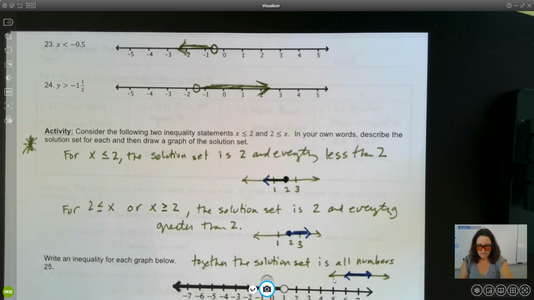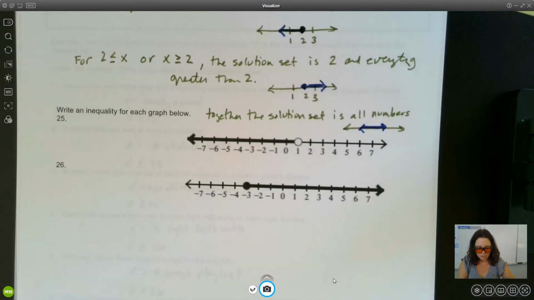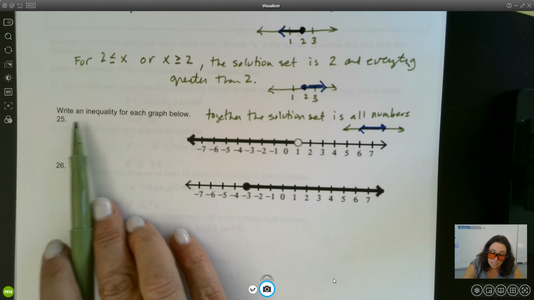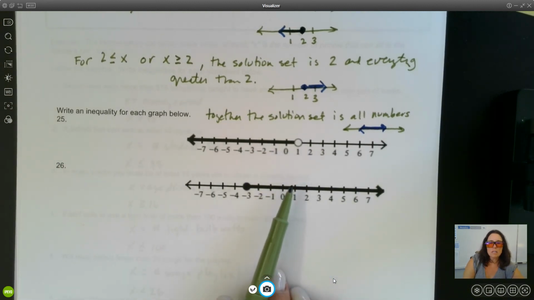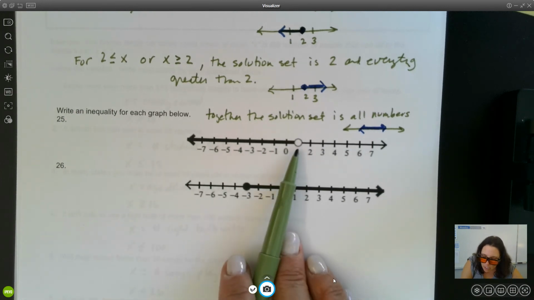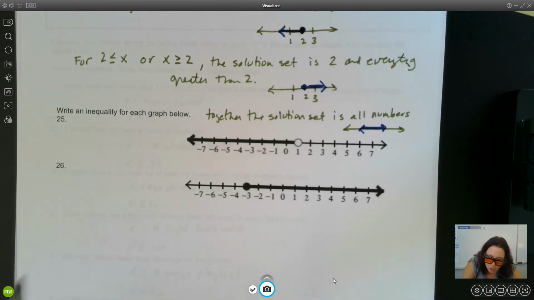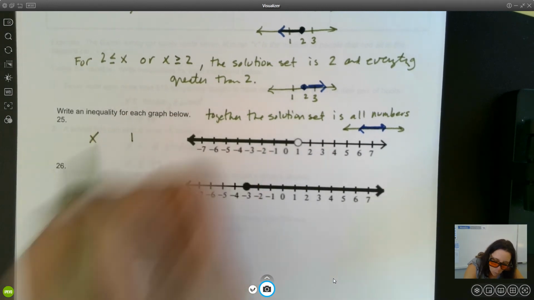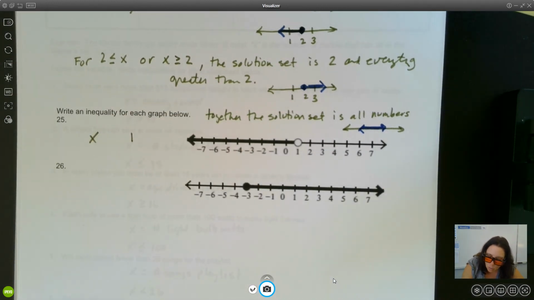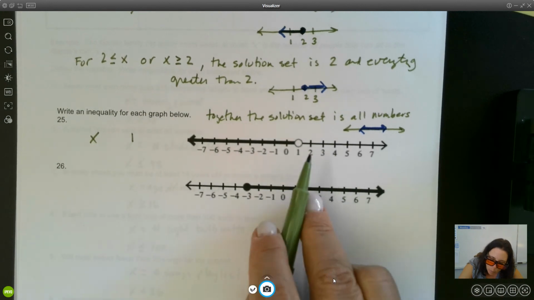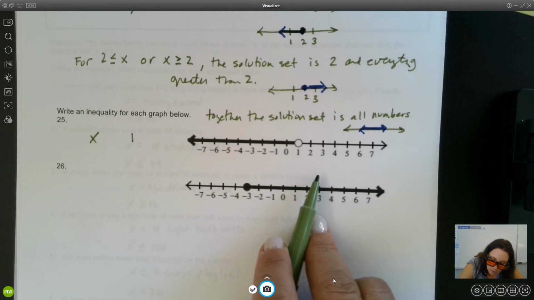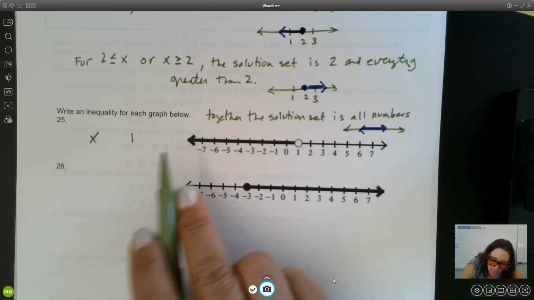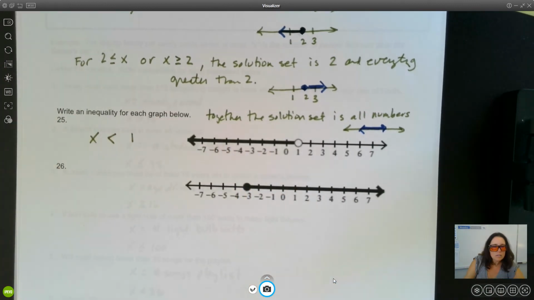Okay, all right, we've got 2 last ones, guys, for our review. Write an inequality. So we're going backwards. We're given a picture, and we need to come up with the inequality. So I've got an open circle at 1, so I know I'm going to be x and 1. The question is, what symbol am I going to use? Now it's an open circle, so it's either going to be a less than or a greater than. And if it's pointed to the left, hopefully you're okay with that.